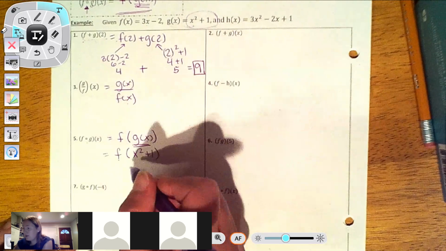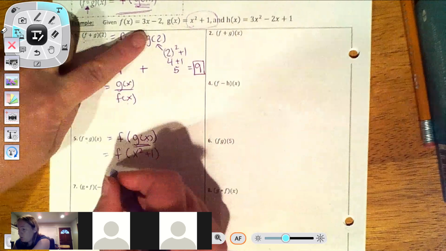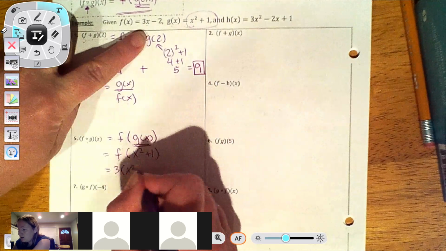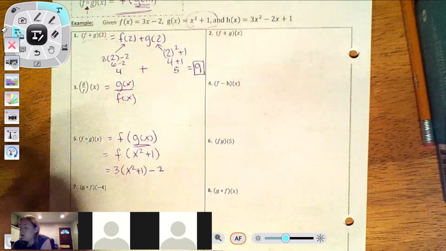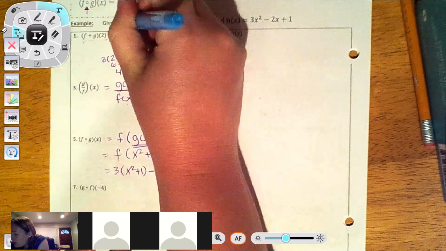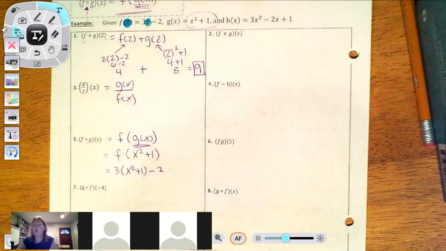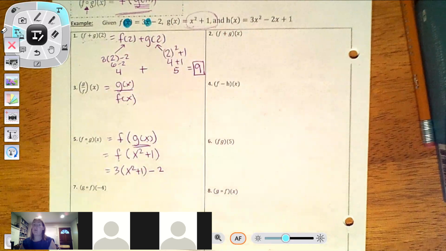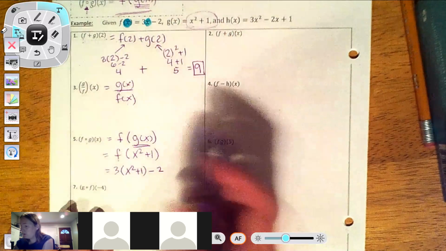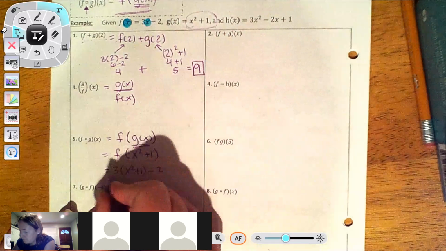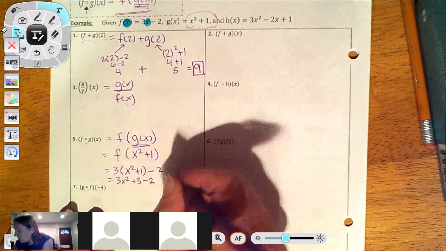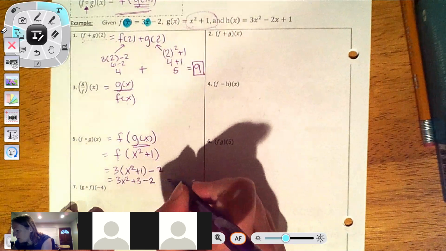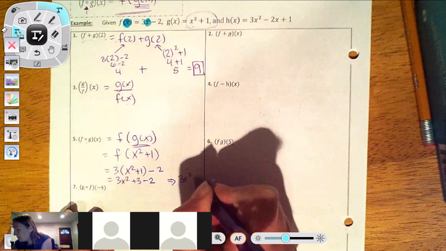So f of this: the f function says 3 times what was in the parentheses minus 2. So again, x represents what was in the parentheses. Whatever it is, it could be an x, it could be an m, it could be a number, it could be a whole quantity. In this case, it was a whole quantity. And then combining like terms, we get 3x squared plus 1.